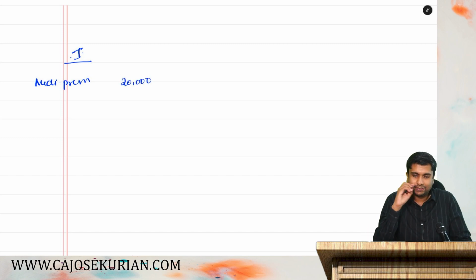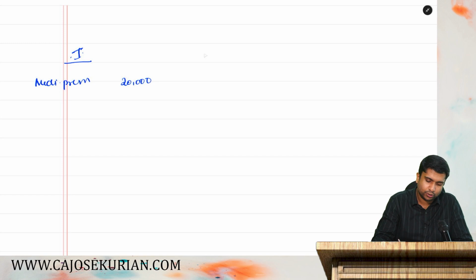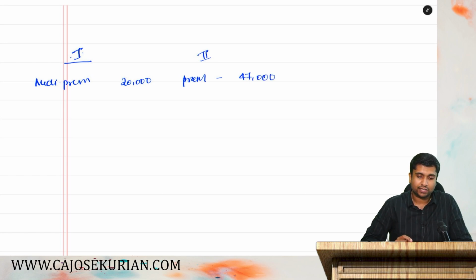Now, during the previous year 22-23, to ensure his health as well as the health of his spouse, that is category 1. He also paid a medical insurance premium of 47,000 during the year to ensure the health of his father. So that is category 2. Premium for father, how much is the amount? 47,000.